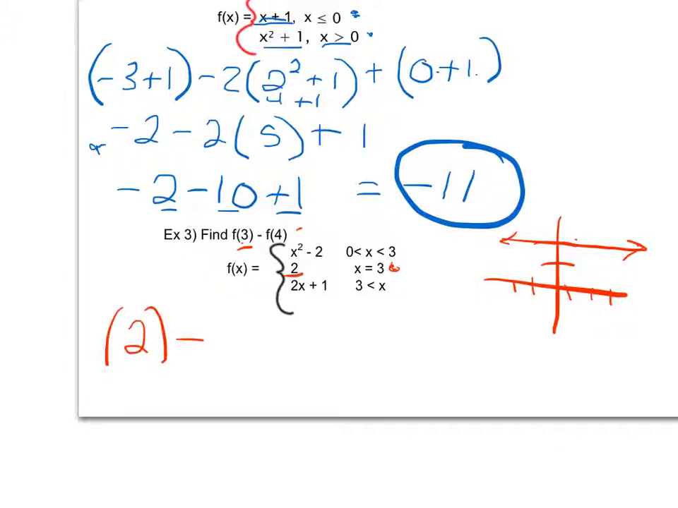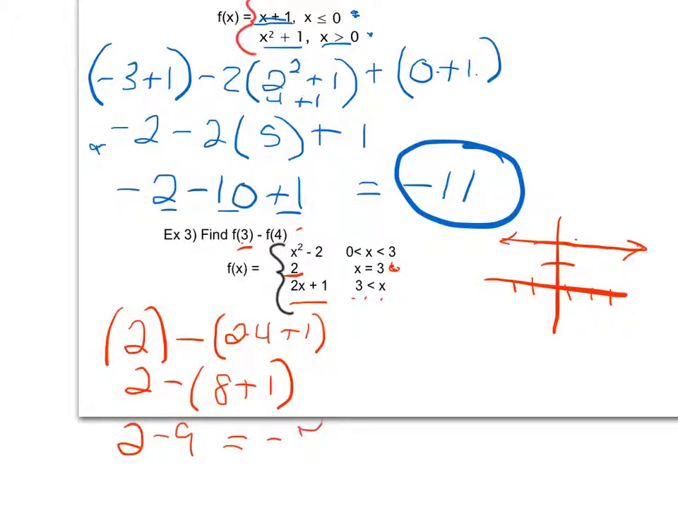Minus f of 4. I choose my function. X value is greater than 3. 4 is greater than 3, so I choose this. So I get 2 times 4 plus 1. From here I evaluate. 2 minus 8 plus 1. 2 minus 9 is negative 7. Hopefully you were able to get that.